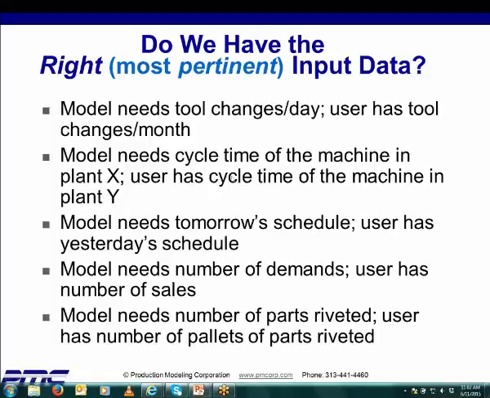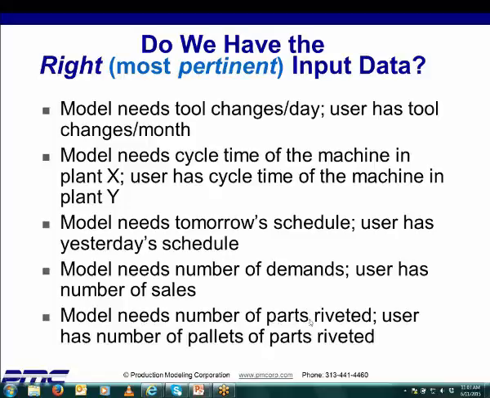Well, we need a cycle time. Which one? Well, maybe the machines in the two plants are alike. They are the same model. Well, maybe one machine is better maintained or has a more skillful operator. Or for some other reason, the cycle times are a little bit different or a lot different. And is tomorrow's schedule going to be like today's or yesterday's? The number of sales may not equal the number of demands. Maybe demands were made that we were out of stock on.